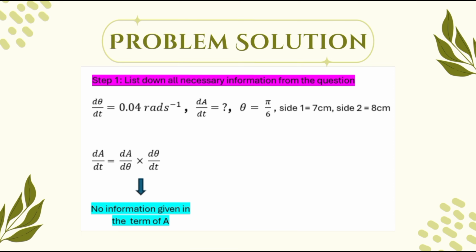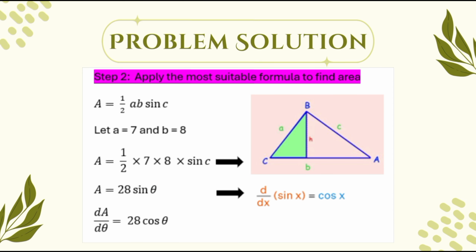Then, we just have to rewrite the equation as dA over dt equals dA over d theta times d theta over dt. As we can see from the question, there is no information in terms of area, so here we ought to recall a bit on the area of a triangle. Next, the second step is to apply the most suitable formula to find the area of the triangle.